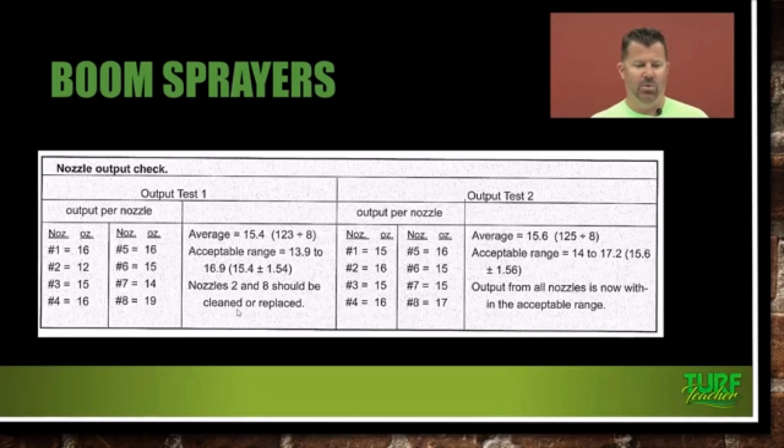So the acceptable range is 13.9 to 16.9. What we're doing is taking that average, moving the decimal place over, and adding and subtracting it to each side. That tells us that nozzles 2 and 8 need to be replaced.